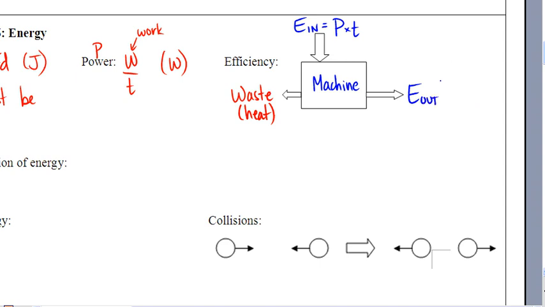And it can be in one of three types. The machine could lift something into the air, which is potential energy. It could make something go fast, which is kinetic energy. Or it could be like the kettle lab that we did, where you're heating something up, mc delta T.